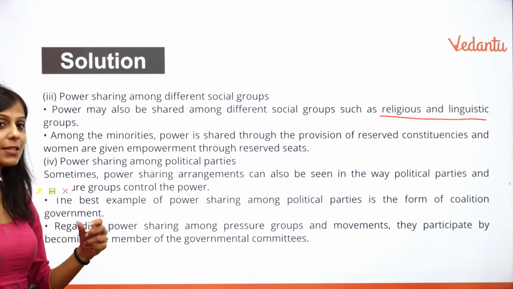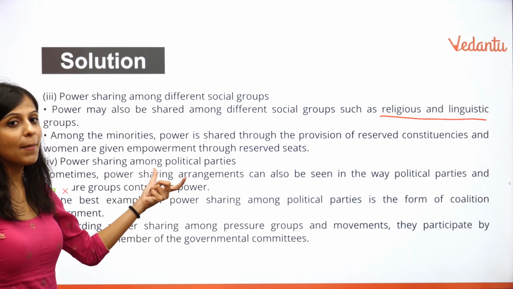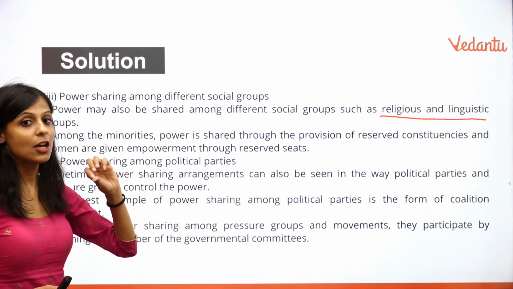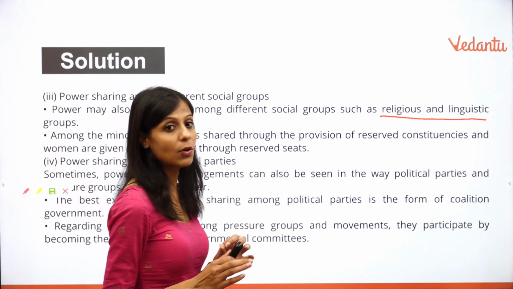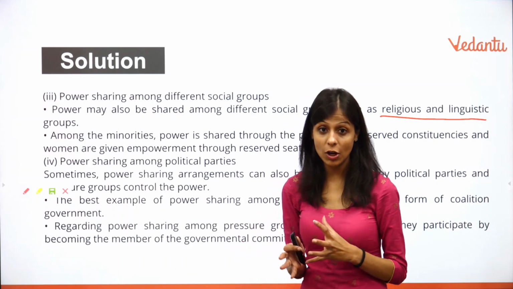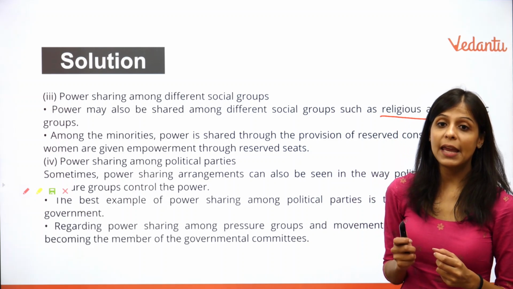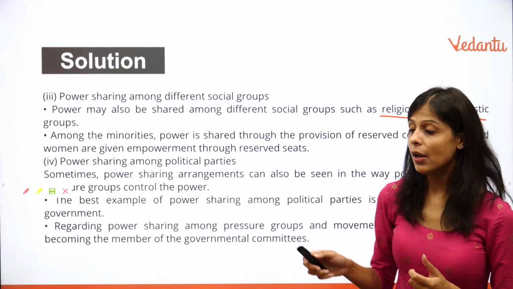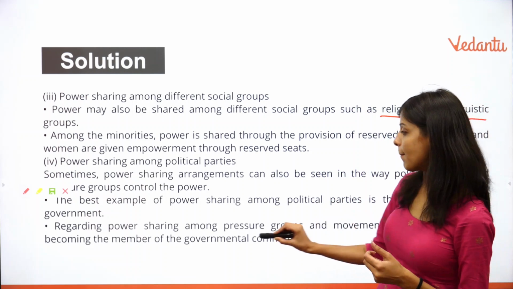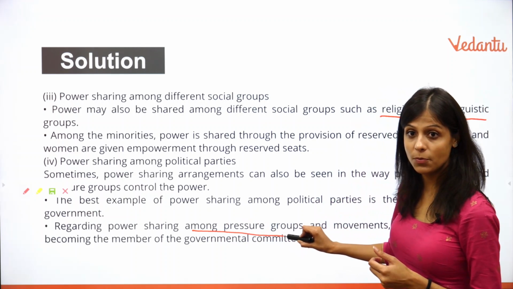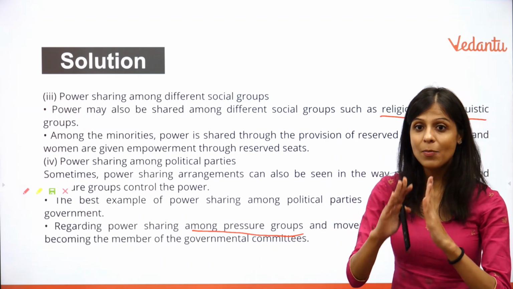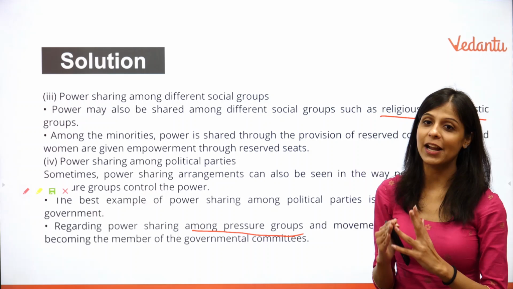So the 4th point is going to be power sharing among political parties. In this you can say that political parties may be in the form of coalition government. They have to share their power in coalition. They can share their power among different pressure groups to ensure that the government is functioning the right way.